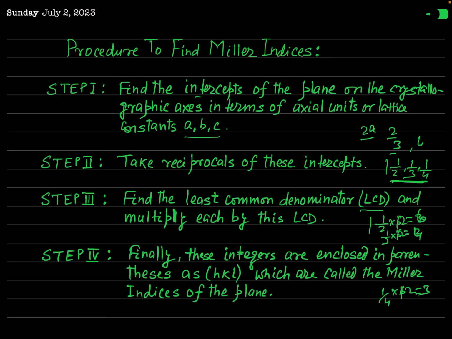And after multiplication, what you will get? You will get the Miller indices. We simply write all those numbers inside a bracket, as you can see, in the form of (hkl). Okay. So I have written here all these 4 steps. Now, taking a very simple illustrative example, you can see how these steps are followed.